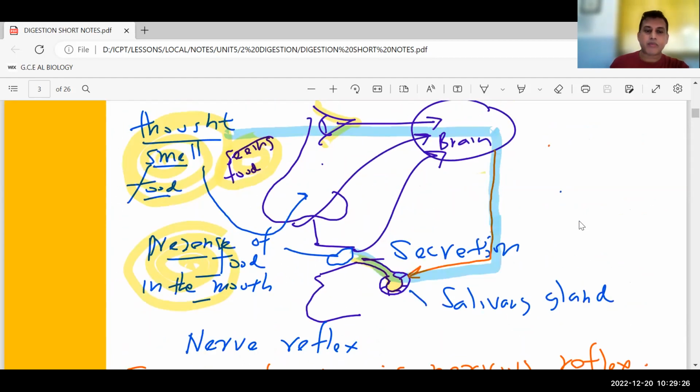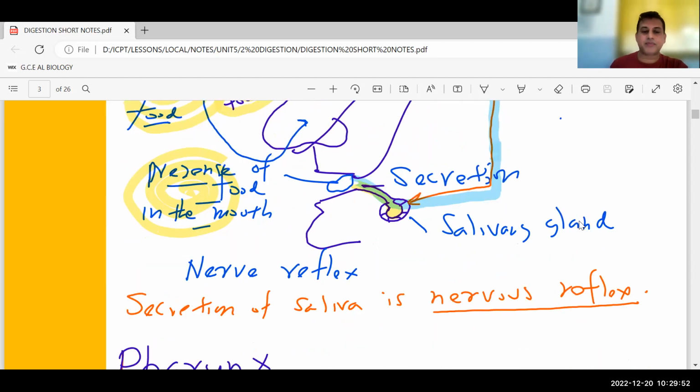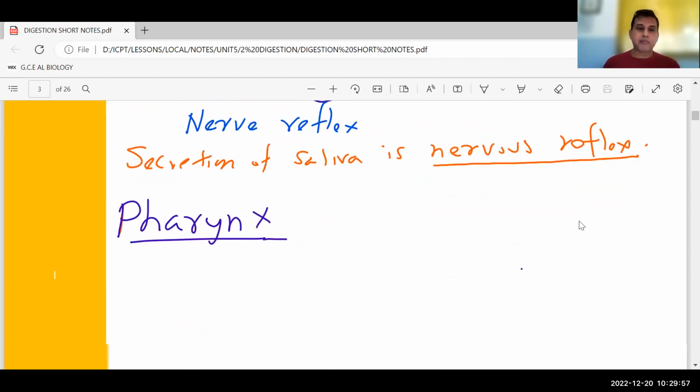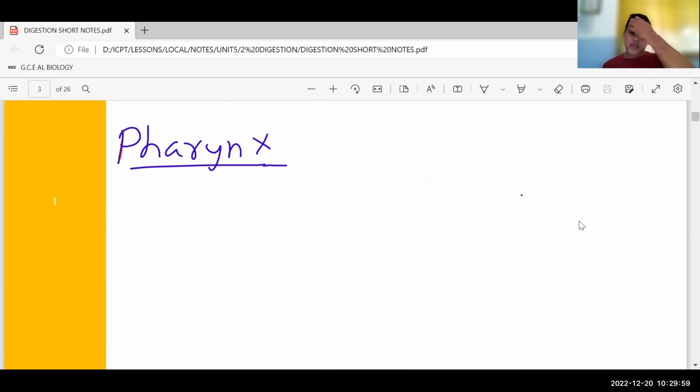And also we learned the saliva secretion involves the nervous system. When we think about, smell, see, or taste the food, it goes to the brain. Then the brain sends a signal back to the salivary glands to secrete the saliva. So this is called nerve reflex. If you don't have anything to ask, we have to start from this place called pharynx.